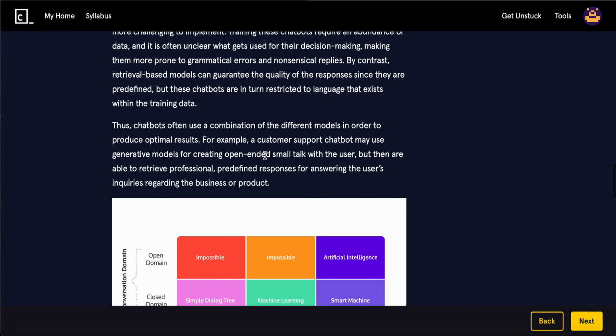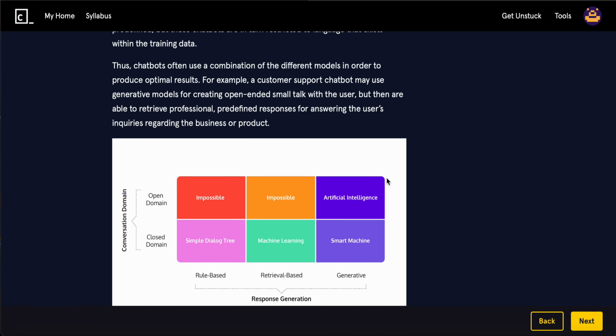Thus, chatbots often contain a combination of different models in order to produce optimal results. For example, a customer chatbot may use generative models for creating open-ended small talk with the user, but then be able to retrieve professional predefined responses for answering the user's inquiries regarding the business or product.